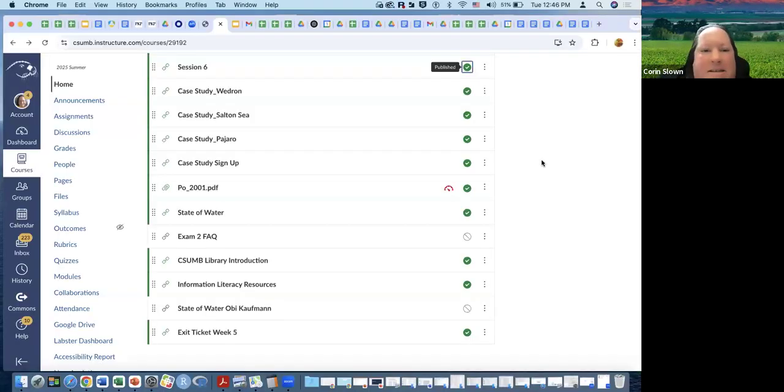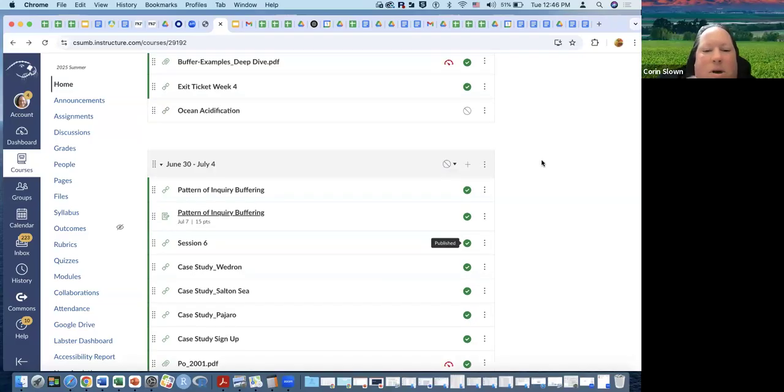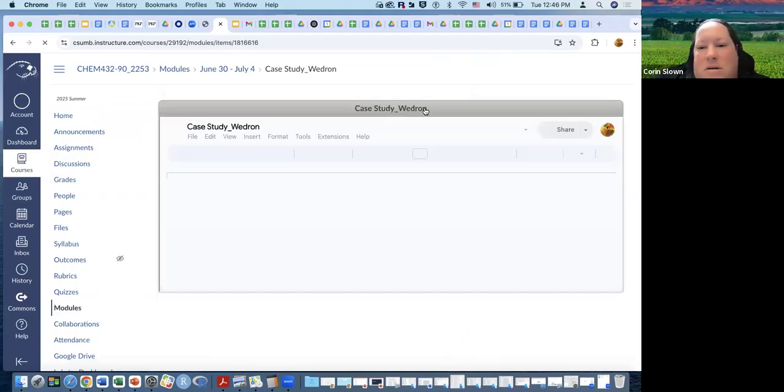So in Canvas, we've got case studies that we're going to take a look at. So we're going to read through these. You have a choice to sign up. There are 3 to choose from. There's Weedrun, the Salton Sea, and Pajaro. You can sign up for any one. Sign up is here. And on Thursday, when we come together, we're going to share out about your case study. So let's take a look at the case study for Weedrun.